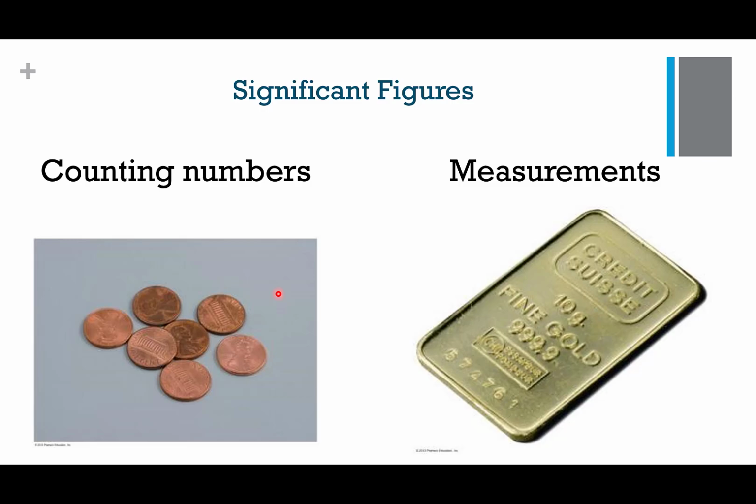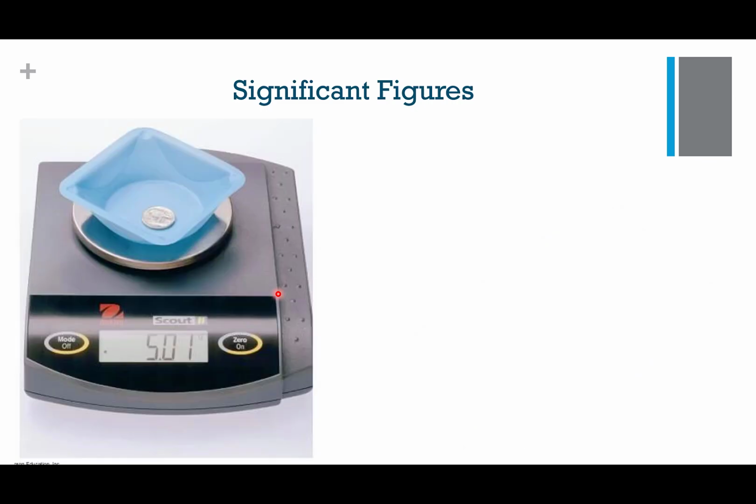So when we're reporting measurements, we have to consider something called significant figures. We have to make sure the precision is preserved by the number of numbers that we write down. So here's our first instrument. We put a nickel on this scale and it reads 5.01 grams. So this scale gives us 3 numbers, or we say it gives us 3 significant figures: the 5, the 0, and the 1.